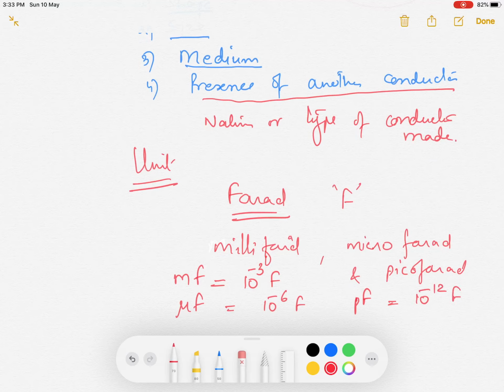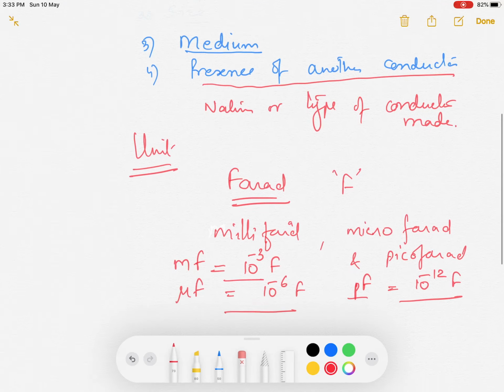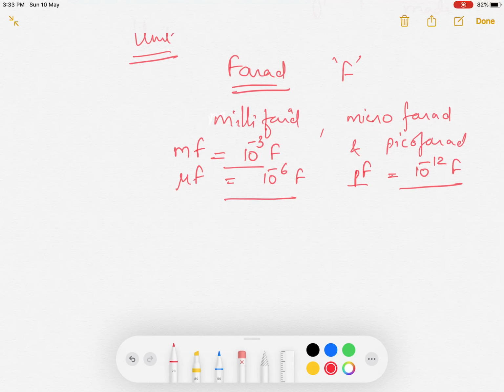Children, generally when we do numericals, we get picofarad. If about 20 picofarad of capacitor is attached here, that means you have to write, along with that value, 10 to the power minus 12, to convert it into farad. So these things are very meaningful while solving NCERT questions. Next, after unit, we come to dimension.